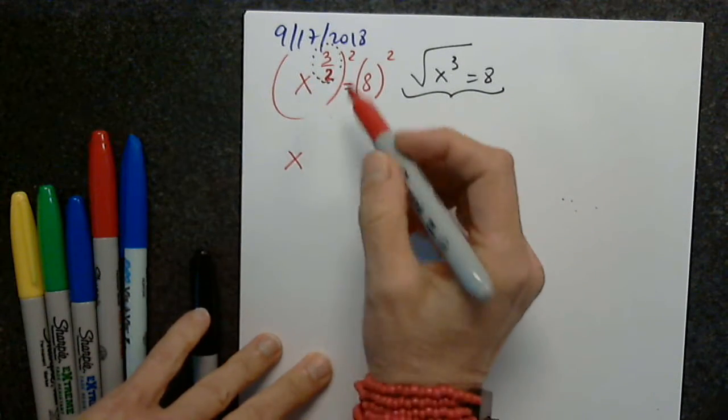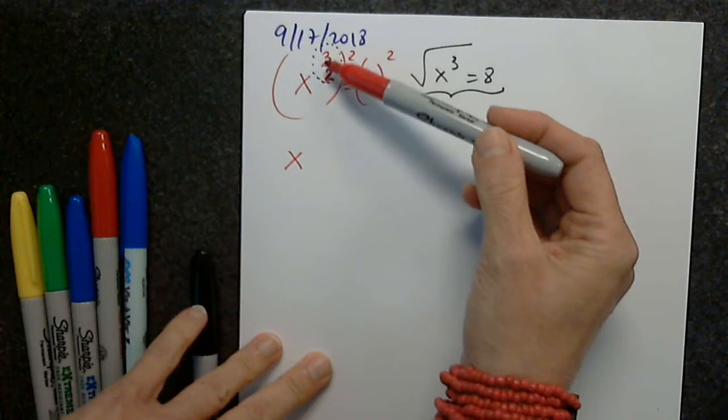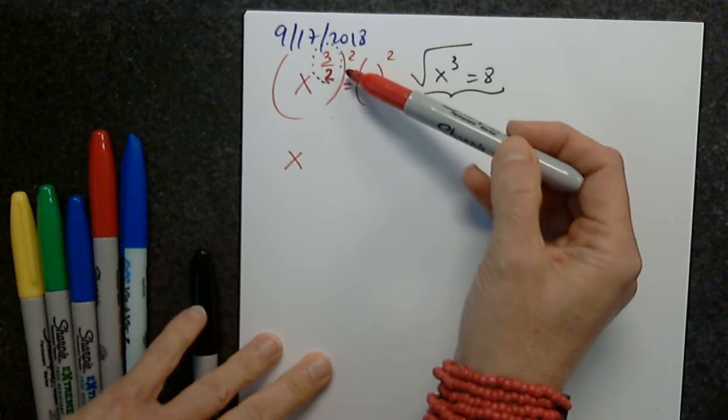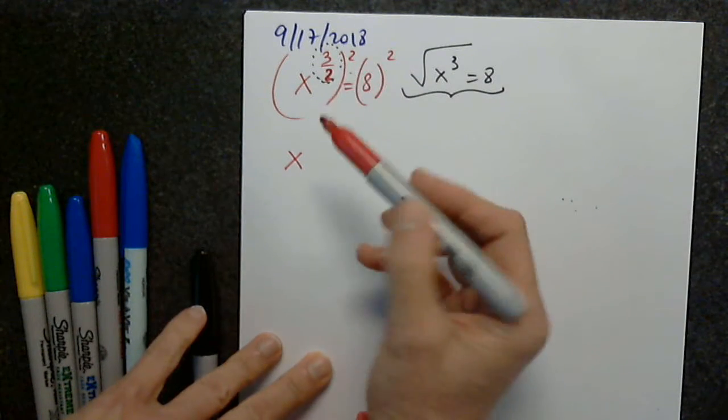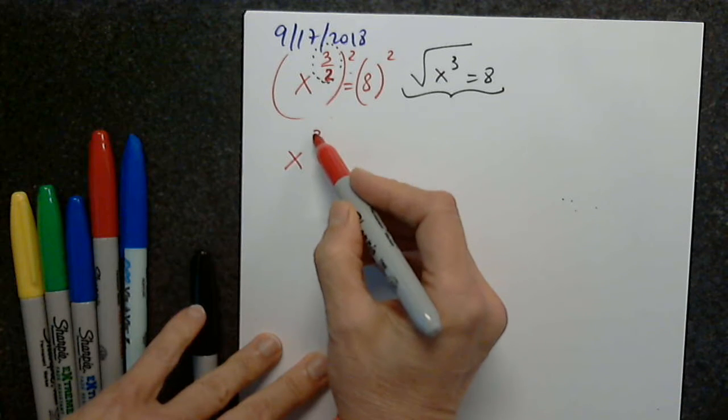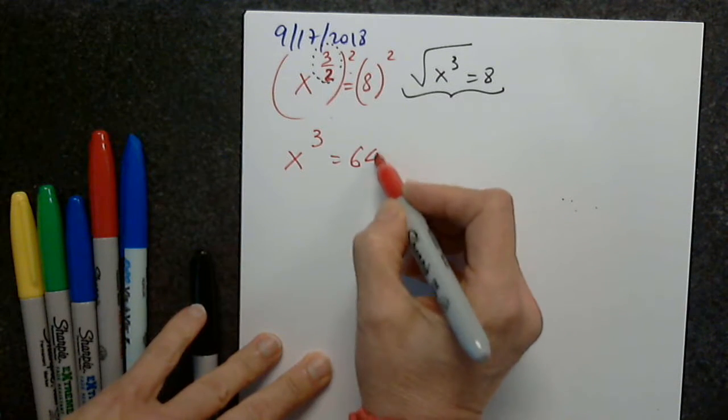So I copy the base. What happens to the exponents? How much is 3 over 2 times 2 over 1? When you simplify the 2's, what do you get? X cubed. Very good. And the right-hand side is 64.